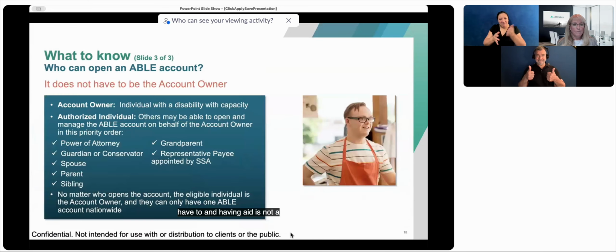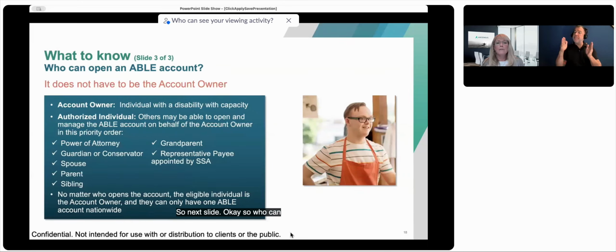So next slide. Okay, so who can open an ABLE account? It doesn't necessarily have to be the account owner, and it's important to explain the difference between an account owner and the authorized individual. So the account owner is the individual with a disability with capacity, and the authorized individual is someone who may be able to open and manage that ABLE account on behalf of the account owner. And there's a priority order that you can see below that's listed. So remember, no matter who opens that account, the eligible individual is the account owner, and they can have only one ABLE account.